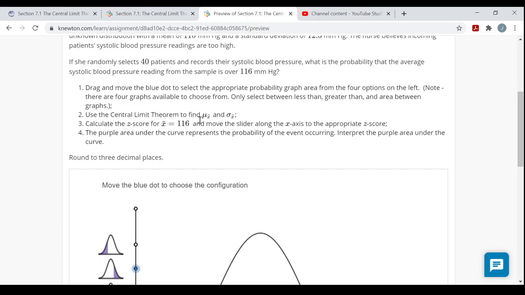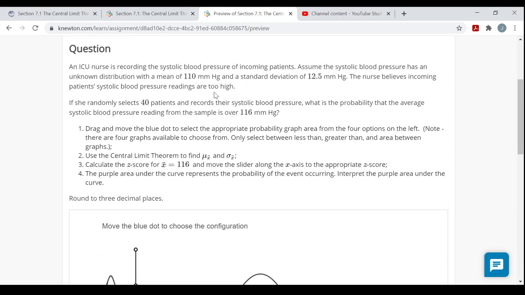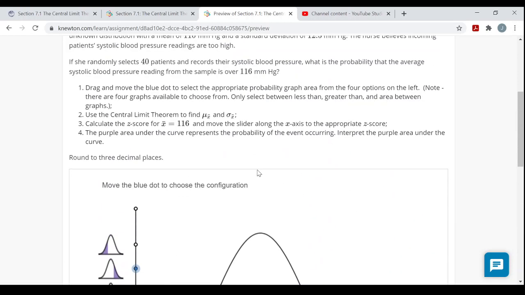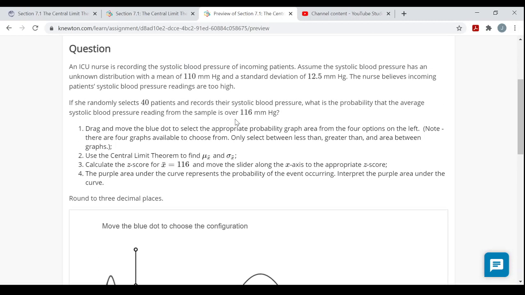Use the central limit theorem to find the mean of the means, the mean of these averages for 40 patients, which would be the same as the mean of the original population, 110. I think that's all. And then the standard deviation for the mean, the average for 40 patients, would be 12.5 divided by the square root of 40, rounded to three decimal places.